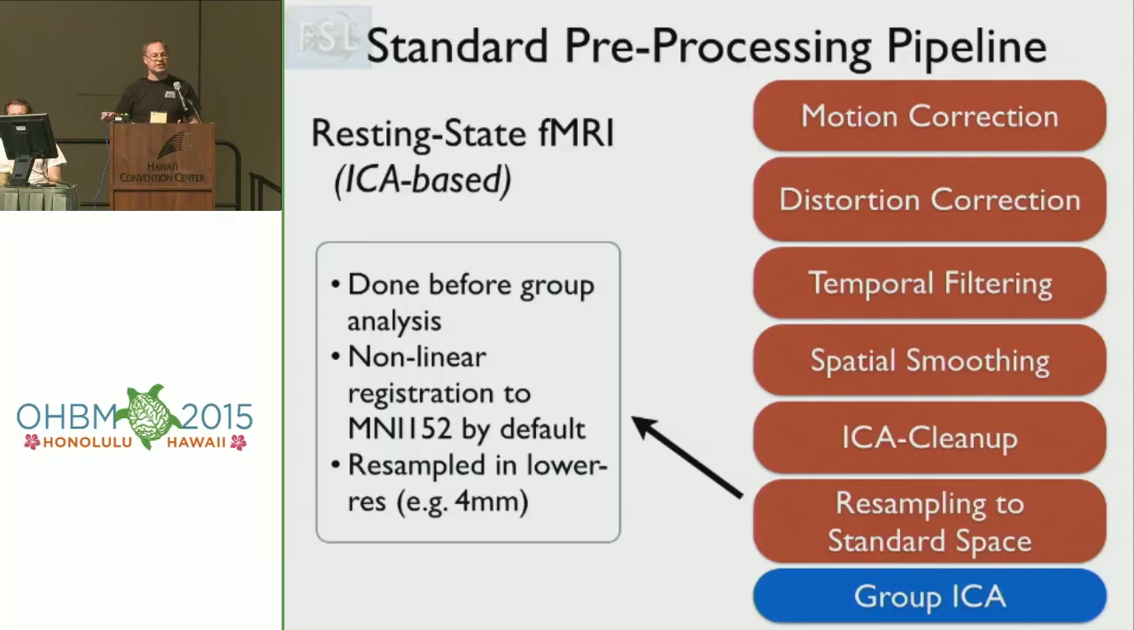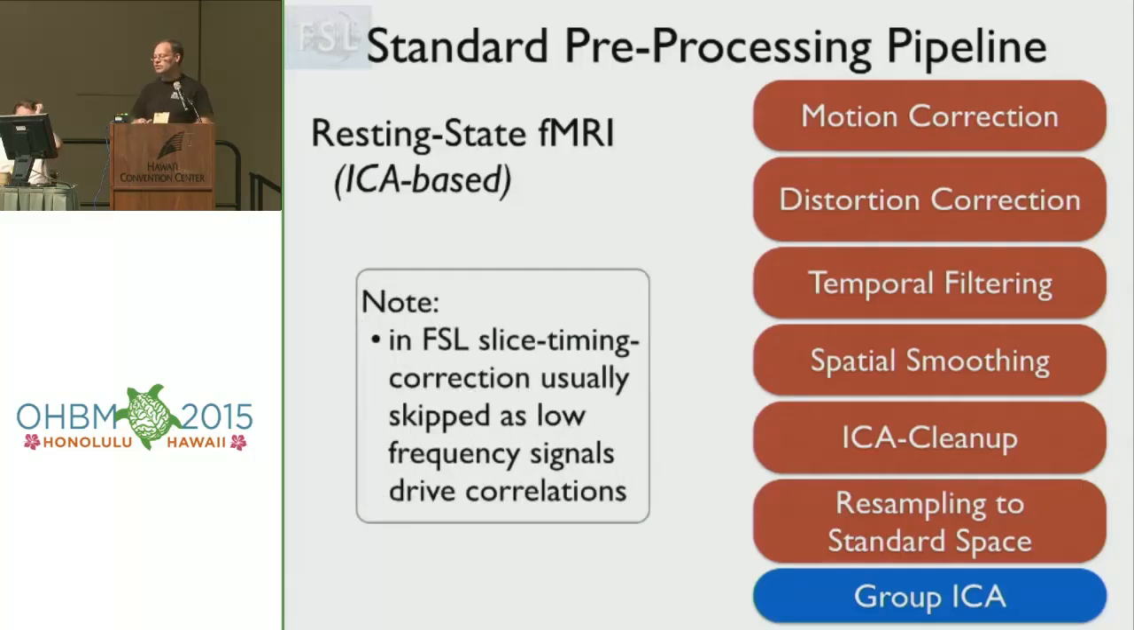Then there's a resampling to standard space before we start doing group analyses. So the ICA cleanup is done again in native space, and then at this point we've been moving to standard space, quite often with a reduced resolution, so that we would have larger voxels. So we might want to work with 4mm voxels or 3mm voxels. That's not a theoretical decision. That's really pragmatic, based on the size of the data sets and how long it takes to process data. Again, that can be changed.